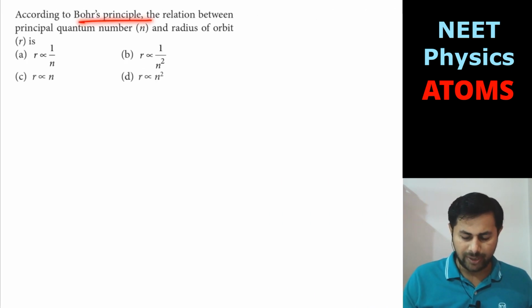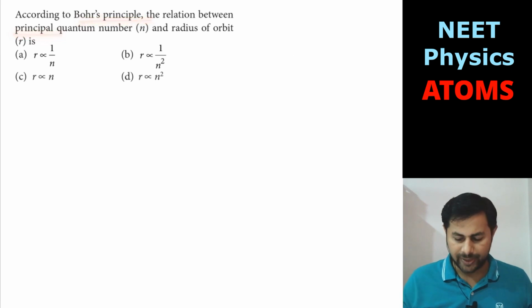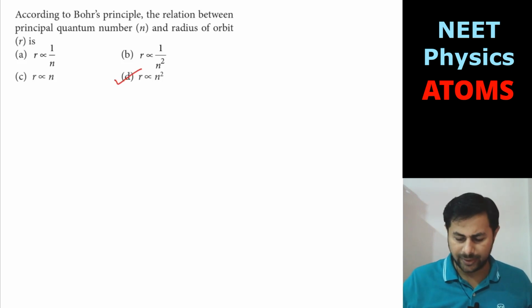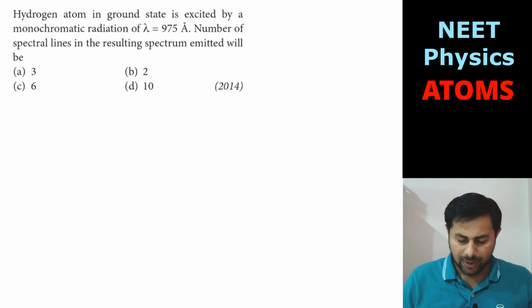Okay, let's see next one. According to Bohr's principle, the relation between principal quantum number n and the radius of orbit r is. The radius is directly proportional to n square. We know that. So it's option D, right? All right, let's see this one.